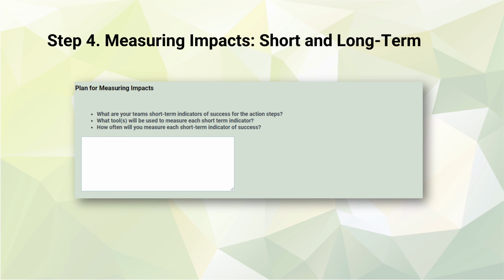So how are you going to identify what's working over time as you're implementing these action steps? What tools are you going to use to measure these short-term impacts or these long-term impacts? The tools will really depend upon your team and your goals. Keep in mind that it doesn't have to be data in the traditional sense. These can be running notes and reflections.